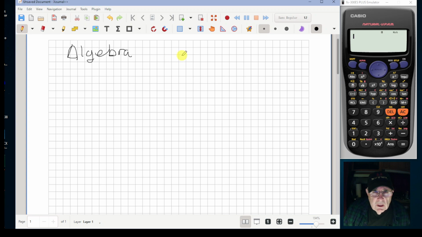And the chief differences are that we are looking at equations, and we're asked to solve those equations, and we have the use of letters of the alphabet. Okay, so let's take a look at this idea of equations first. And you've actually been dealing with those even in arithmetic.